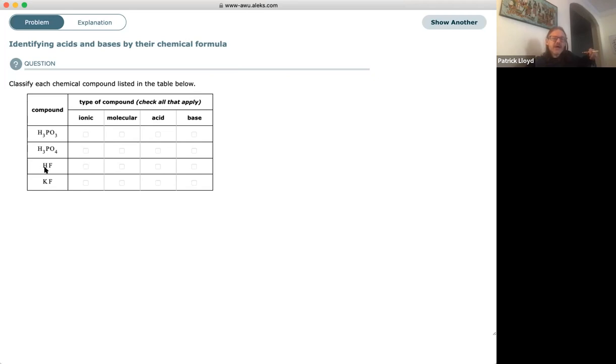HF. Hydrogen and a non-metal. That's an acid, so a molecular acid. KF. Oh, there you go. KF. Non-metal.